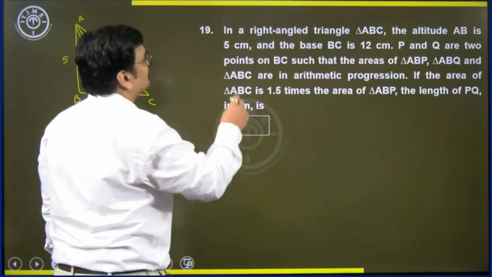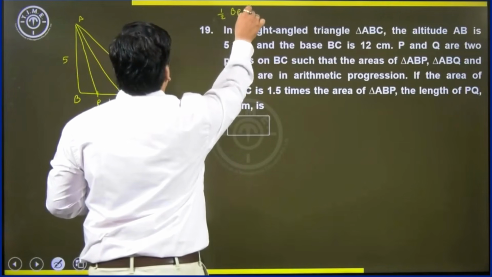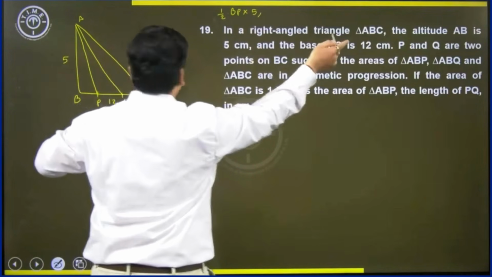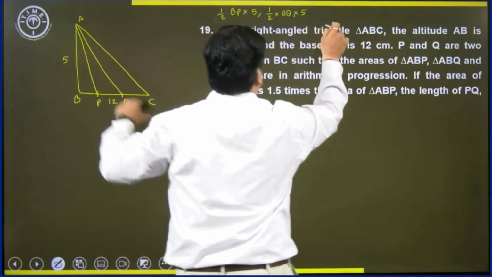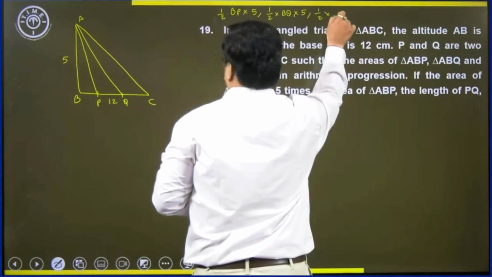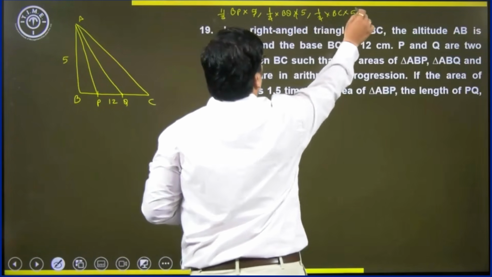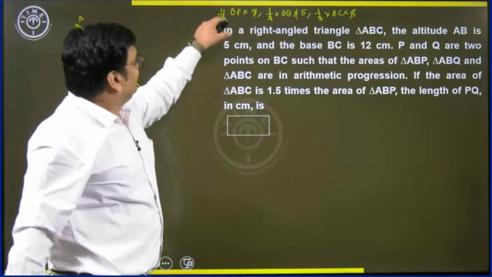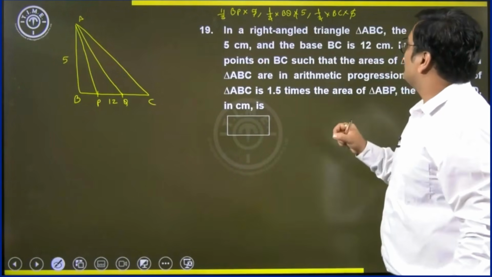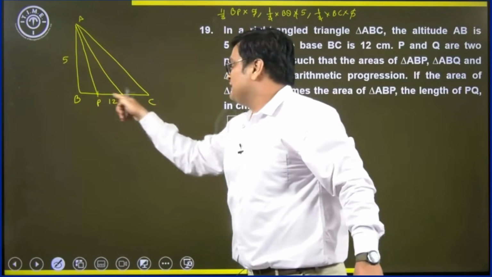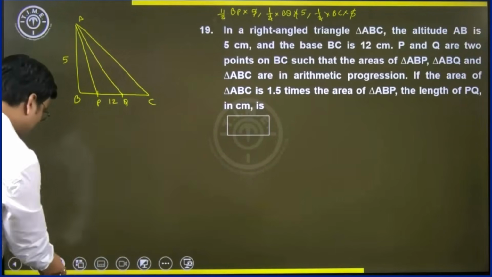Now, please note, what is the area of ABP? ABP will be nothing but half into base into height, which is 5. What is ABQ? It will be half into BQ into 5, same height. And what about ABC? Half into BC into 5. Now, this half into 5 is common everywhere. We can remove that. So, can I say if these 3 areas are in AP, then the distances BP, BQ and BC should also be in AP. If the areas are in AP, then these segments should also be in AP.